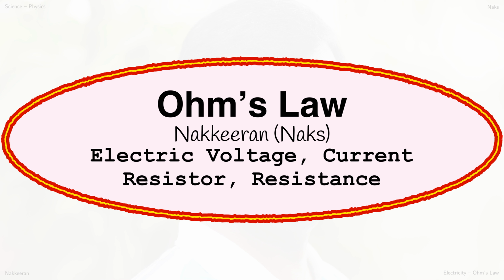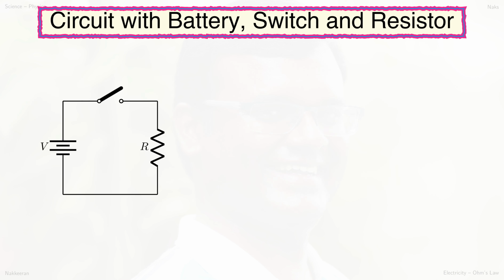In this lecture, we look into Ohm's Law that connects the voltage and current in an electric circuit through the resistance value of a resistor. Consider the electric circuit shown in the figure with a battery supply voltage of V, a switch in open position, and a resistor of resistance value R. As the switch is open, no current flows through the circuit. When the switch is closed, current flows through the resistor as the battery potential V is applied across it.